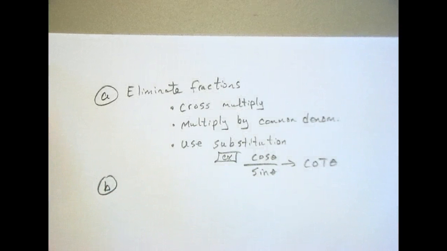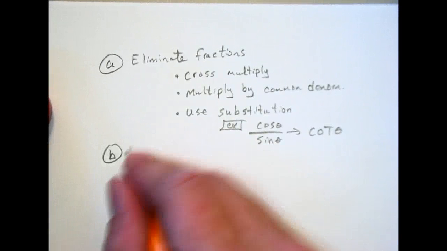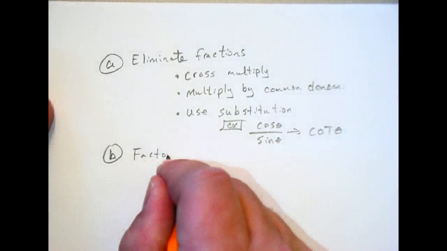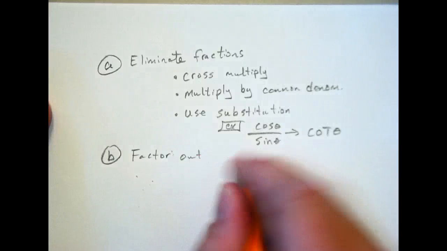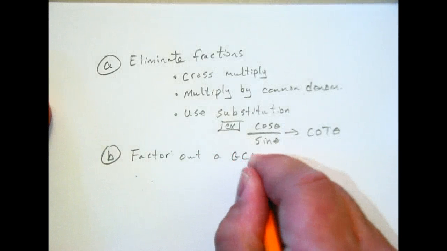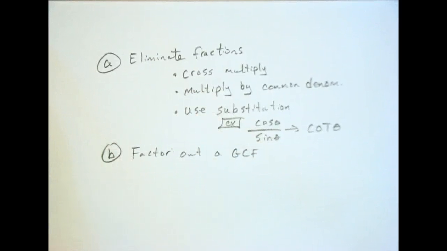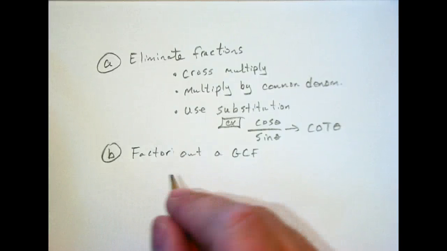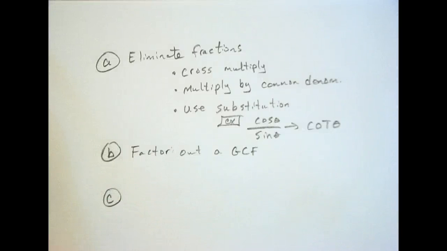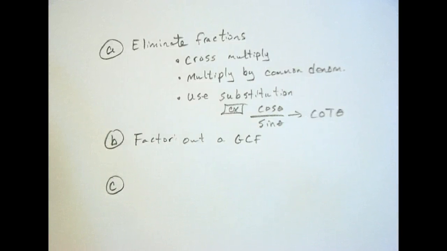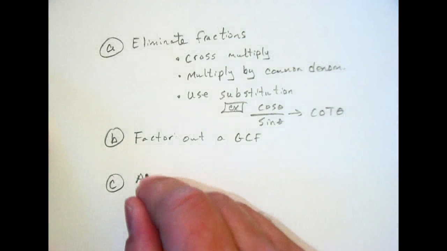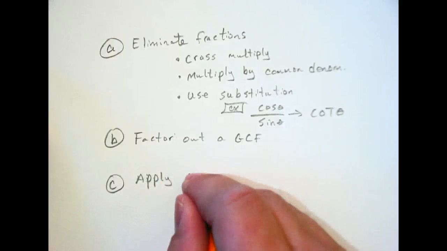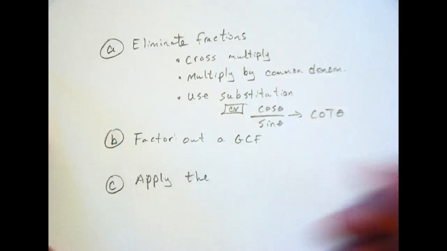Another thing you can do is factor out a greatest common factor. Okay. The third thing you can do is apply the properties. Just apply your properties. Anytime you see, well, let me write it down here first. Apply the properties or identities, I guess.